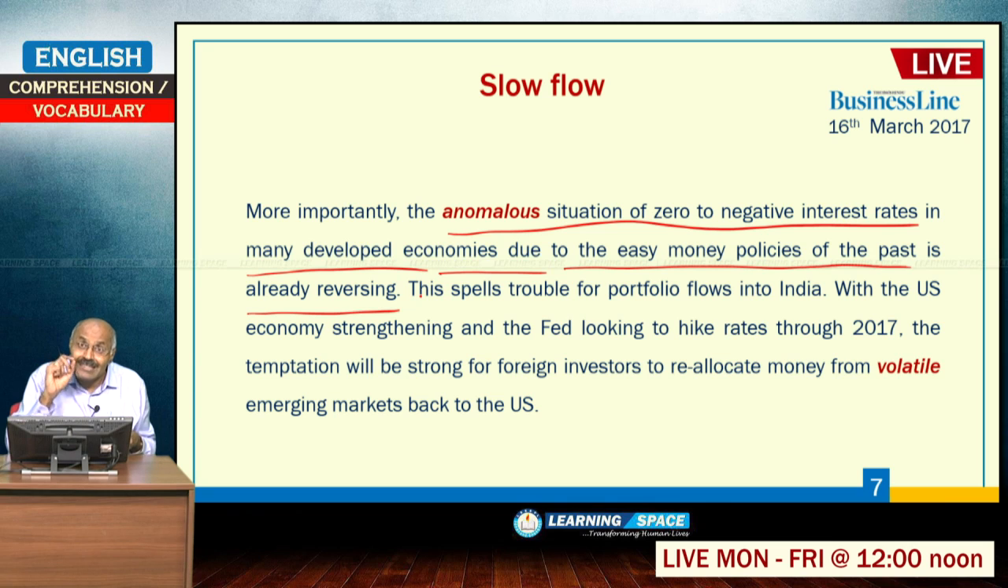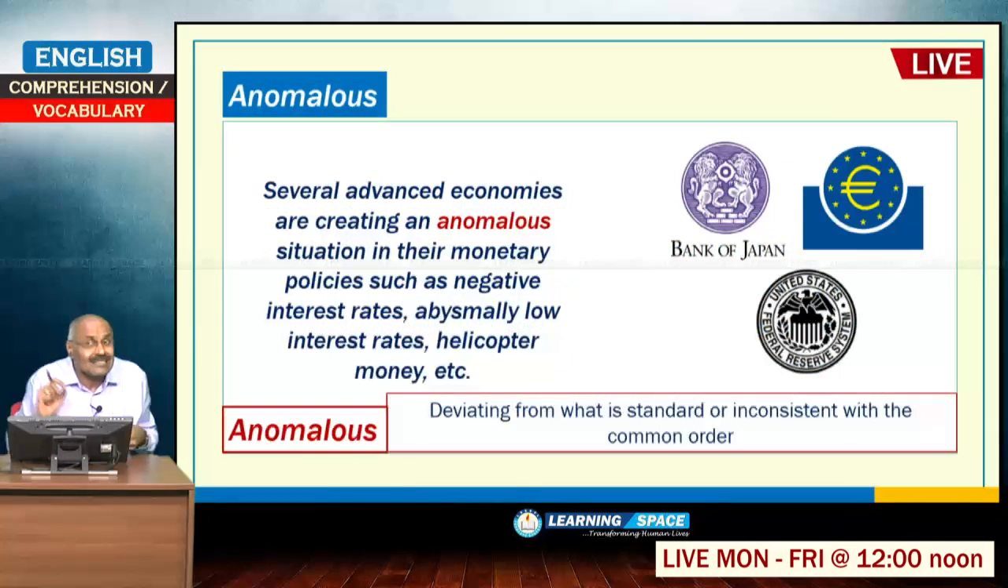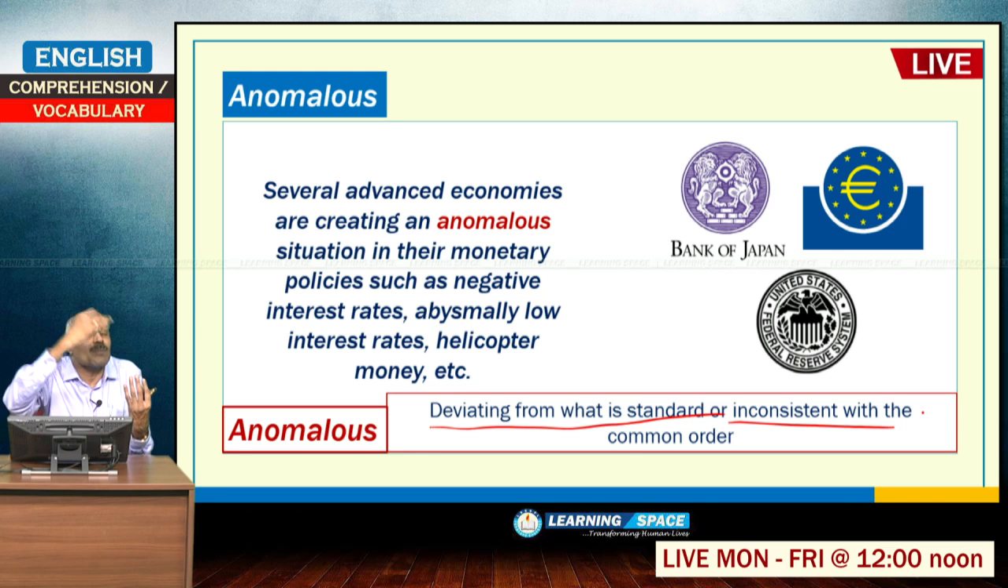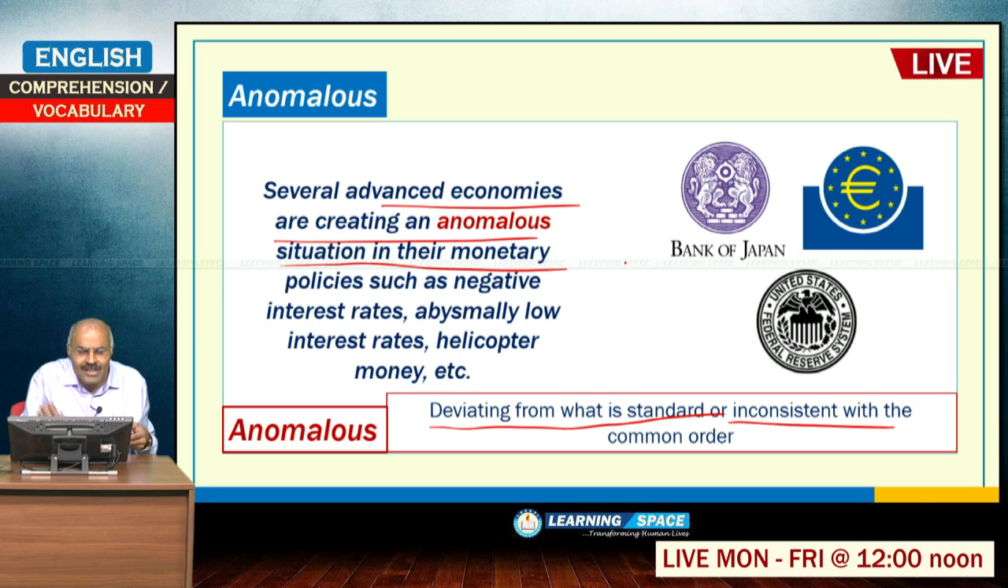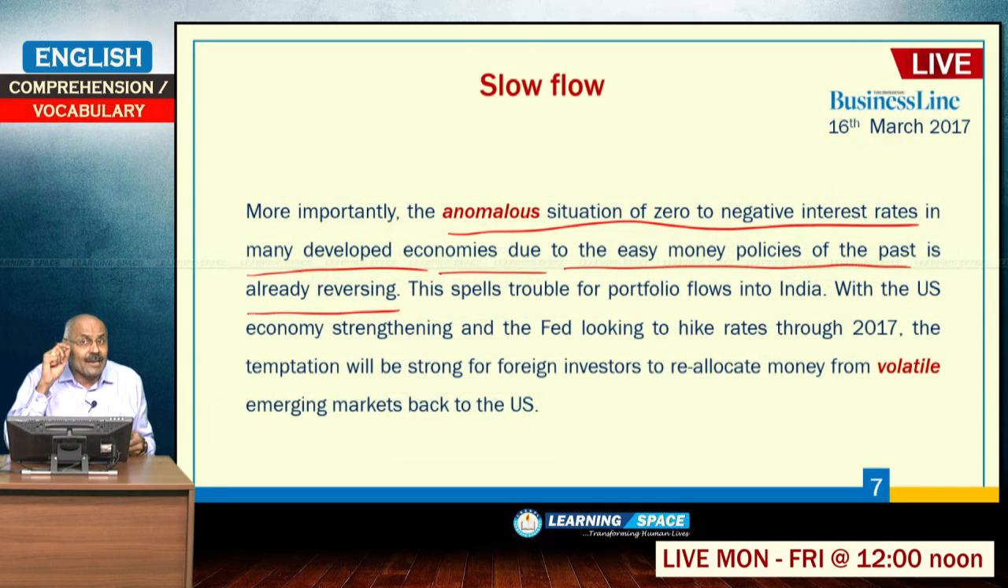So, anomalous situation, why did he use this word? If something is contrary to the normal, then you have to use anomalous. Here anomalous means deviating from what is standard. So, several advanced countries are creating an anomalous situation in their monetary policies with negative interest rates, abysmally low interest rates and helicopter money. Anomalous means if something is contrary to the standard practice, you have to use anomalous.